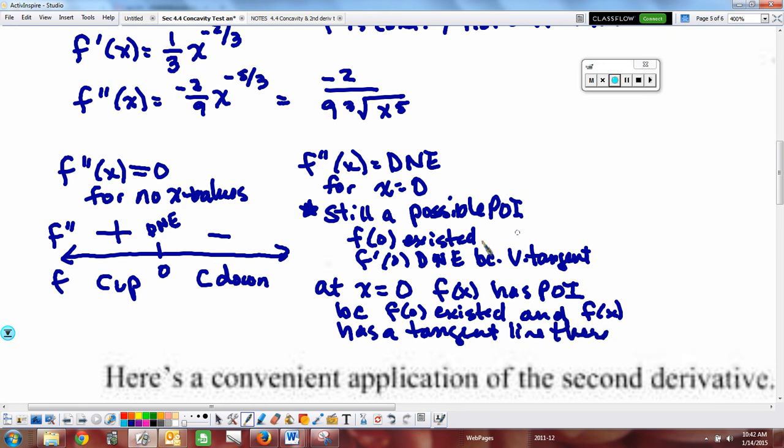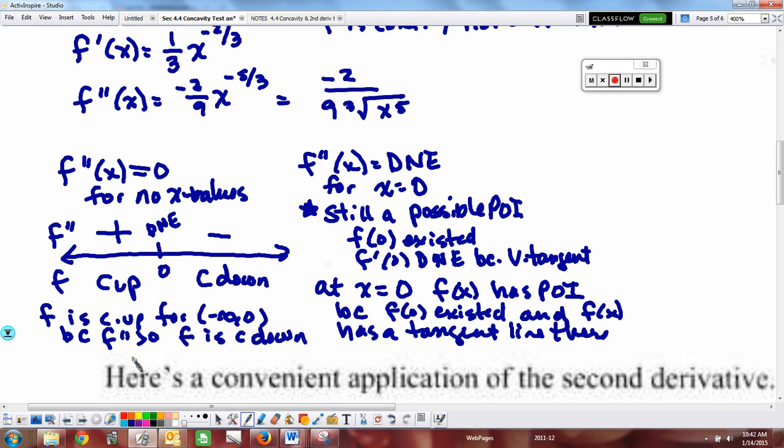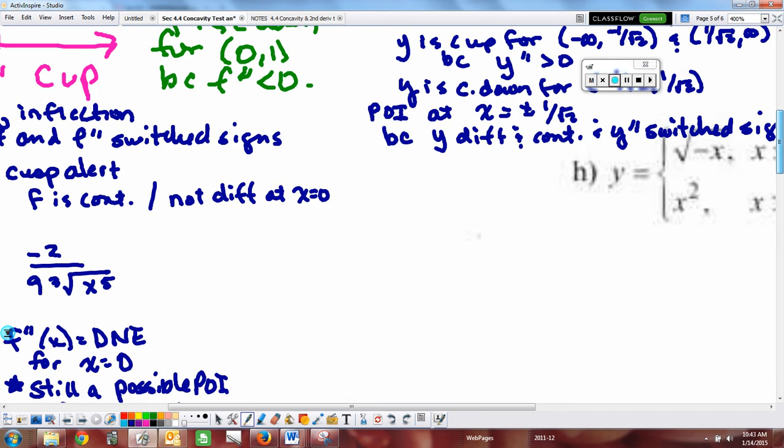Happens to be a vertical tangent line, which caused my second derivative to not exist. And then we would also answer f is concave up for negative infinity to 0 because the second derivative was positive. F is concave down for 0 to infinity because f double prime is less than 0. Alright, so that's what happens when we have a vertical tangent line.